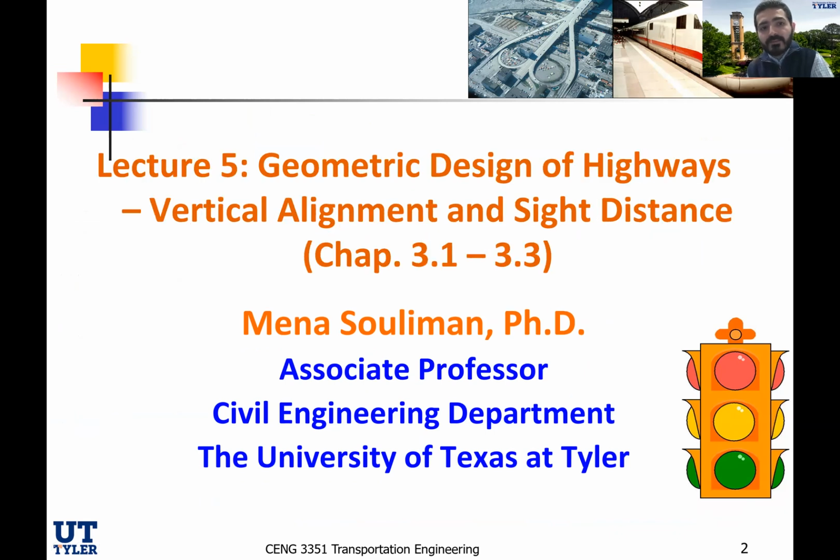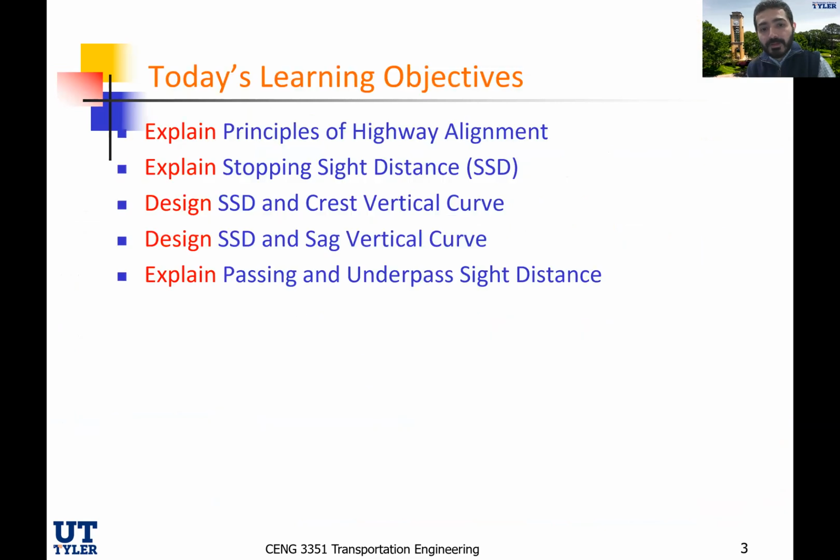And today, this is our fifth lecture. We're talking about the geometric design for highways. And in geometric design, we're going to be mainly talking about vertical alignments and sight distances, as well as horizontal alignments for the next few lectures.